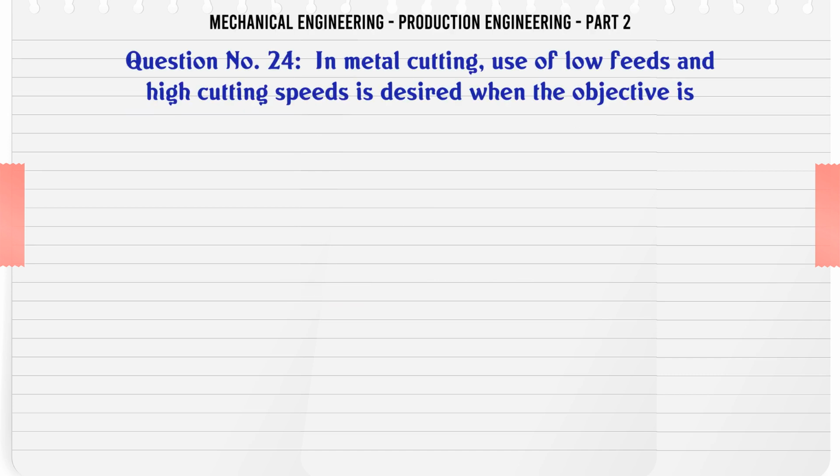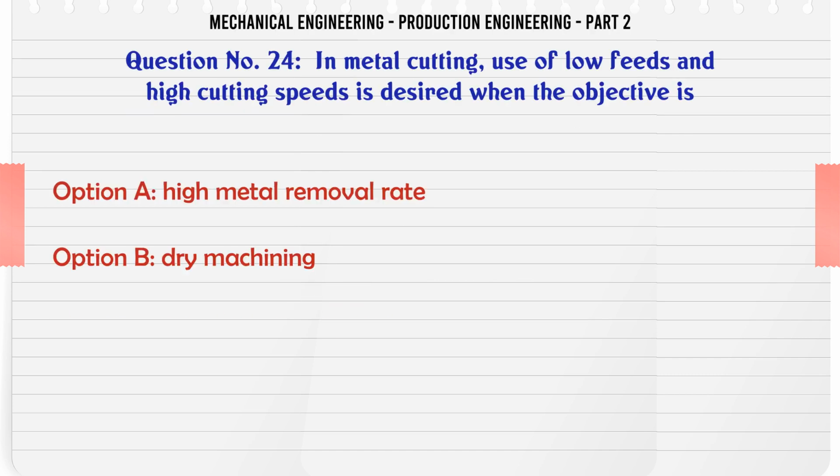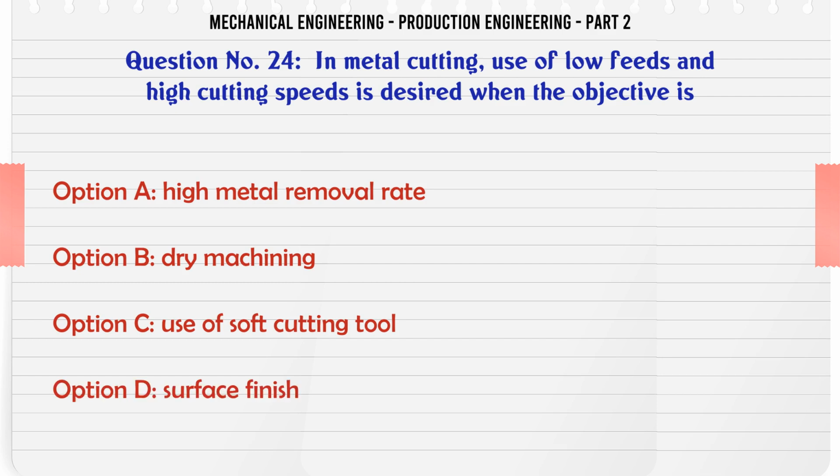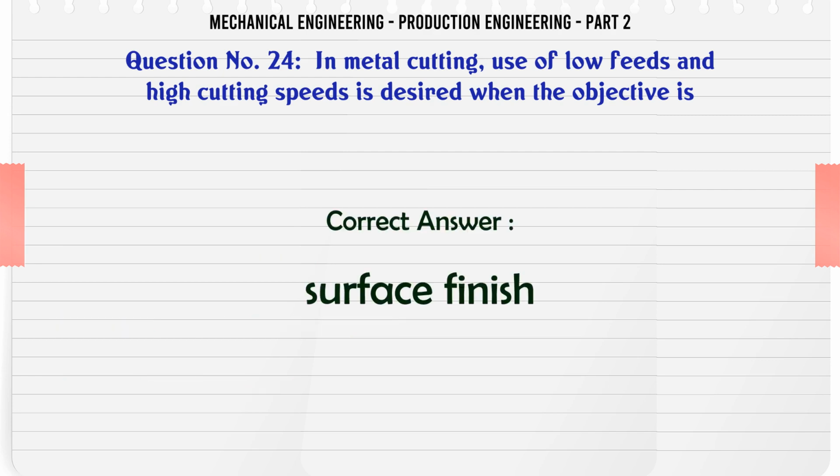In metal cutting, use of low feeds and high cutting speeds is desired when the objective is A. High metal removal rate. B. Dry machining. C. Use of soft cutting tool. D. Surface finish. The correct answer is surface finish.